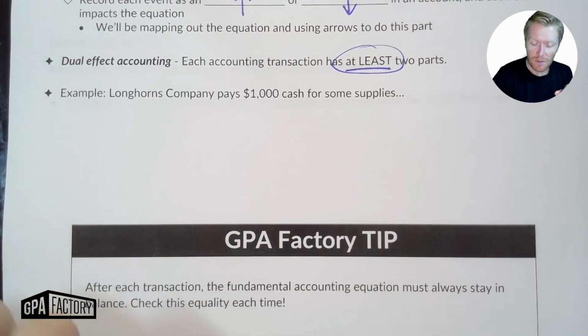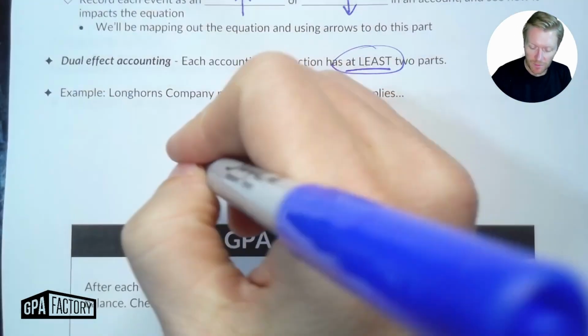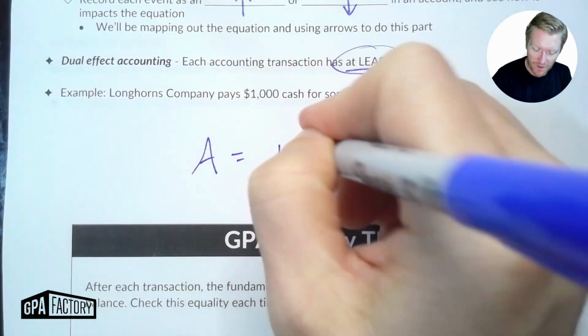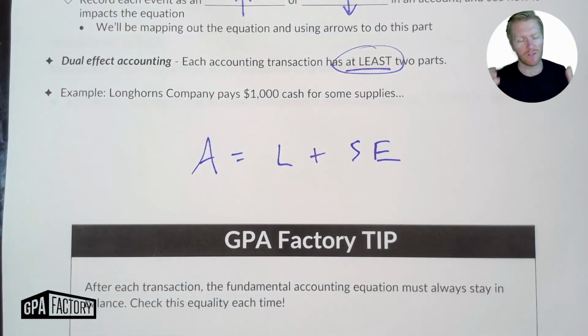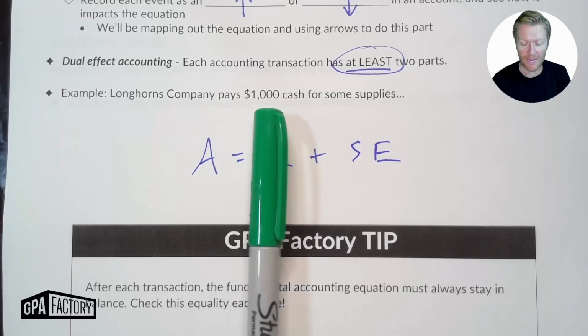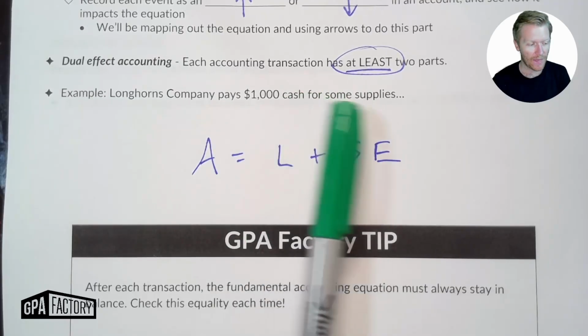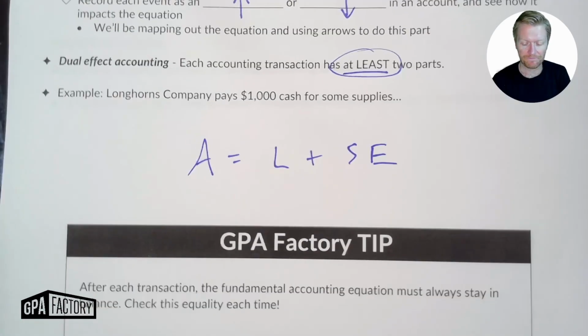Okay, Longhorns Company pays $1,000 cash for some supplies. So let's just start. We're going to do a very, very simple example here before we get into a series of examples, because really repetition and just doing this a bunch is going to be the only way that this cements into our brain. So we've got our fundamental accounting equation, and now we ask ourselves, what is happening when the company pays $1,000 cash and it gets some supplies?